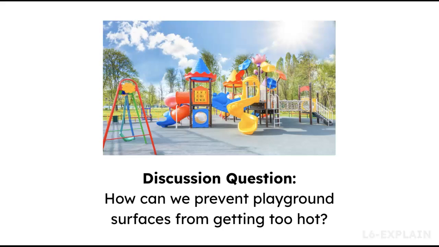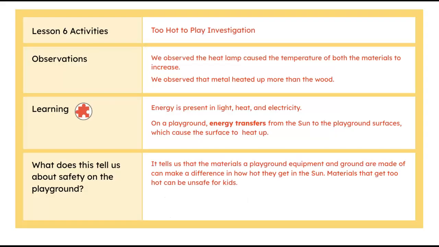For the Explain portion, you'll bring the class together and lead a discussion about students' observations from the investigation. You'll use the provided questions to guide your discussion around the question, how can we prevent playground surfaces from getting too hot? The goal of this class discussion is to analyze student data and explain how energy transfers from electricity to light to heat and how this energy transfer parallels what happens when sunlight shines down onto playground equipment and surfaces. You'll use the discussion to create the Lesson 6 summary chart.